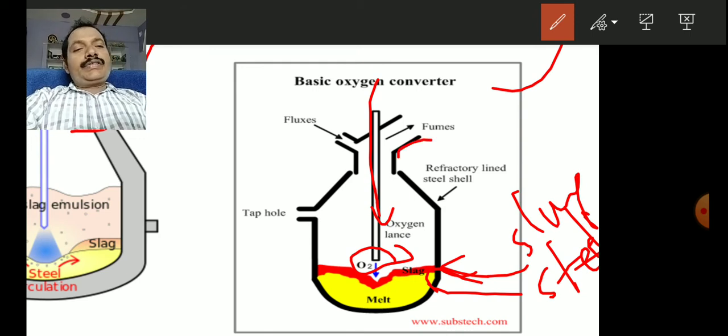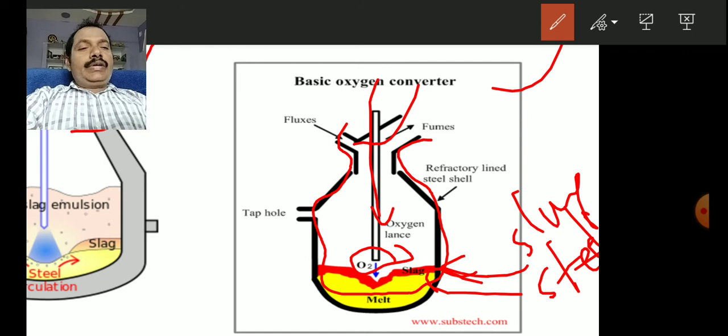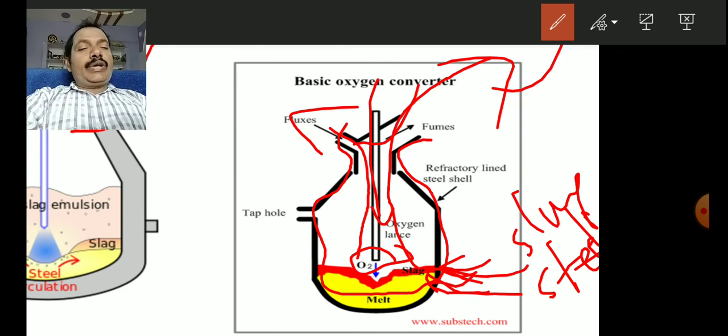So this vessel is the refractory structure which is protected, and you can tap this slag outside and the molten steel also you can tap outside, and the fumes and flue gases that are produced will escape into the environment like this.